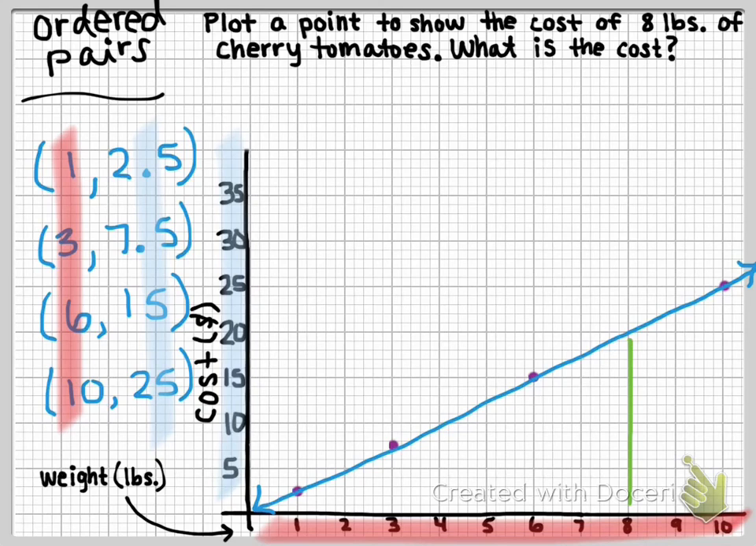Here's 8, and I'm going to follow it all the way until I touch my line, and that's where my dot's going to go. And this is how I'm going to find the answer to the question, what is the cost? I'm going to follow that dot over to the other axis, and it's right on 20. So the answer to the cost of 8 pounds of cherry tomatoes will be $20.